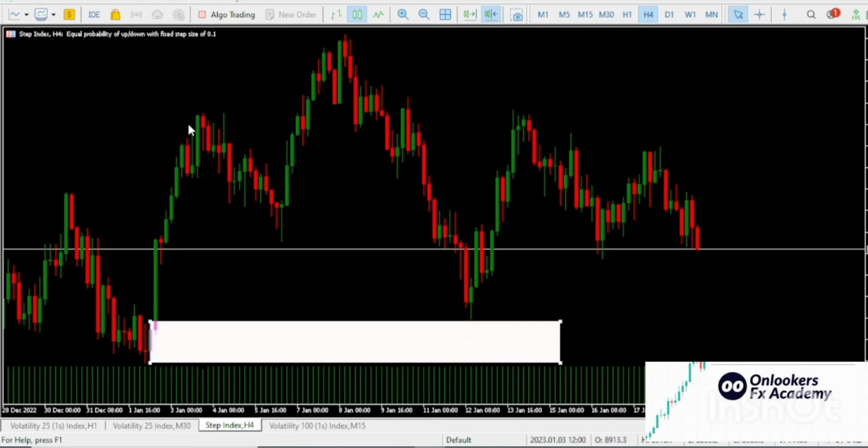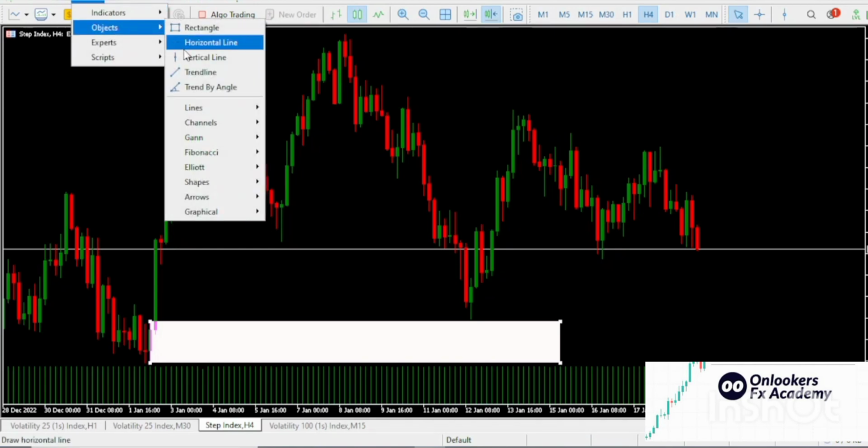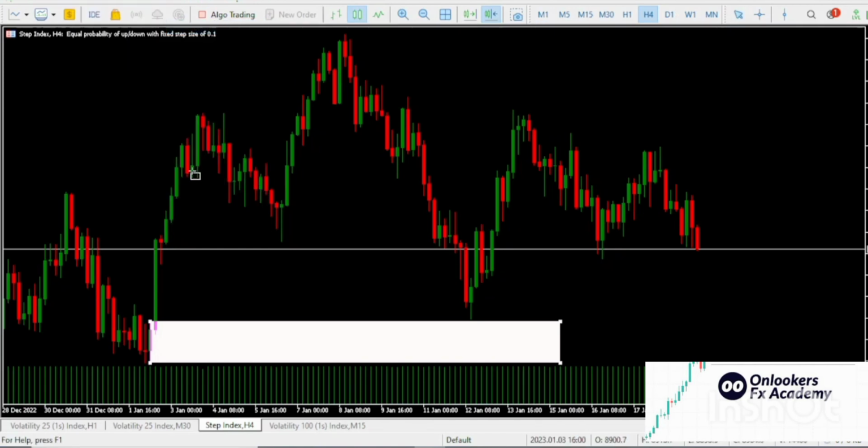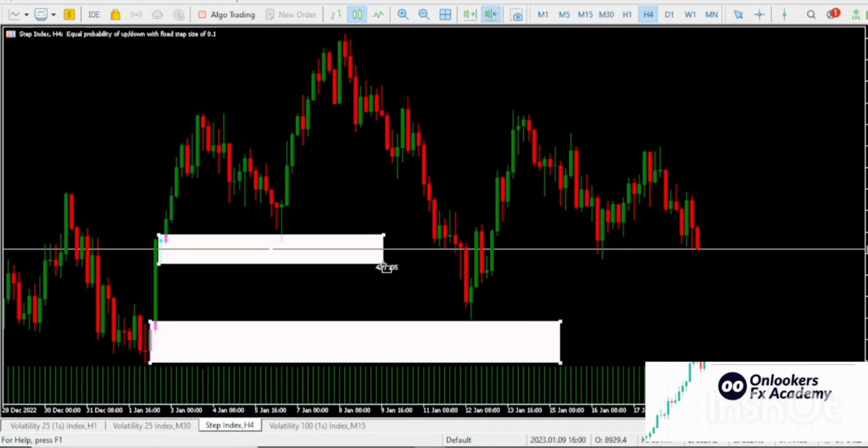Now, you can also spot another order block on this move, this move right here. See, price came to the order block, then went up.